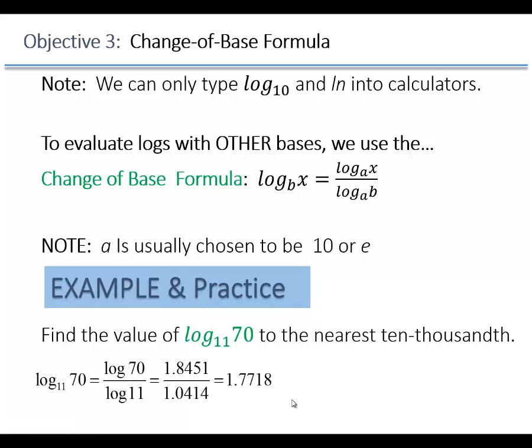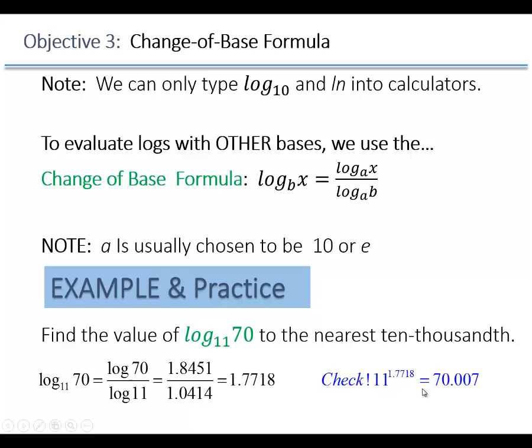But I know you're curious, so you should check. So let's take 11 and raise it to the 1.7718 power and find out, is that the exponent that we apply to 11 to get 70? Well, type that in. 11 exponent 1.7718. And sure enough, you get 70. Now we're a hair off here because we rounded that logarithm off a little, but you can see it's very, very close. So we found our logarithm.